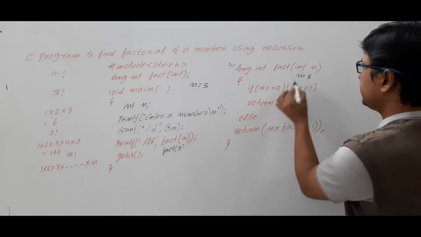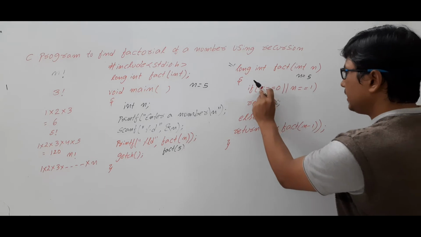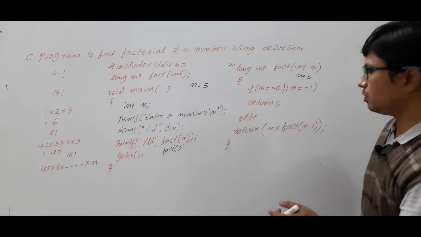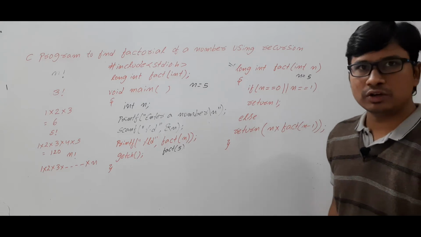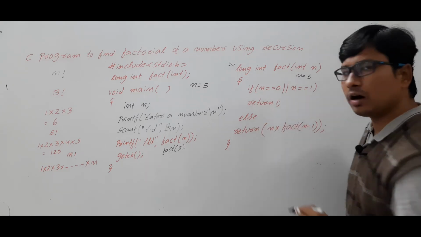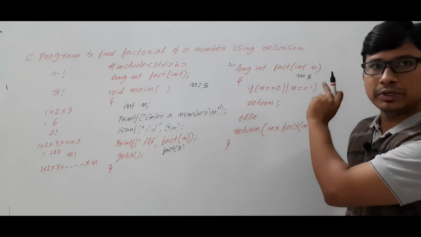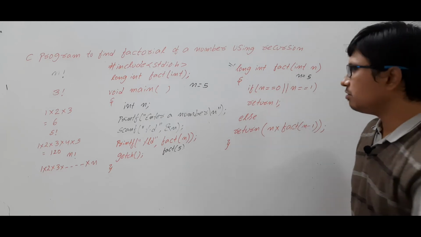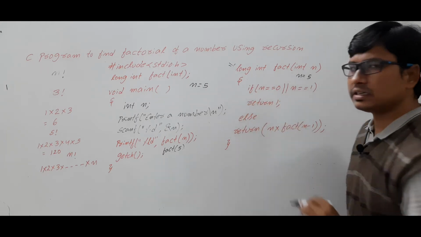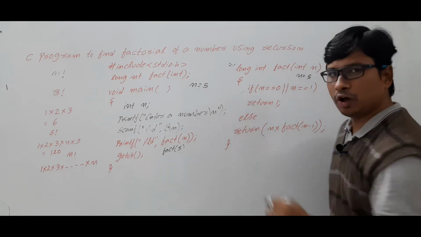Now look at it. n is equal to 5. Check whether this condition is true. Is n equal to 0? No, 5 is not equal to 0. Is n equal to 1? No, 5 is not equal to 1. So this is a logical OR. If any one of the conditions is true, then the entire condition will be true. If both the conditions are false, the entire condition will be false. So as both the conditions are false, the control will go to the else block.